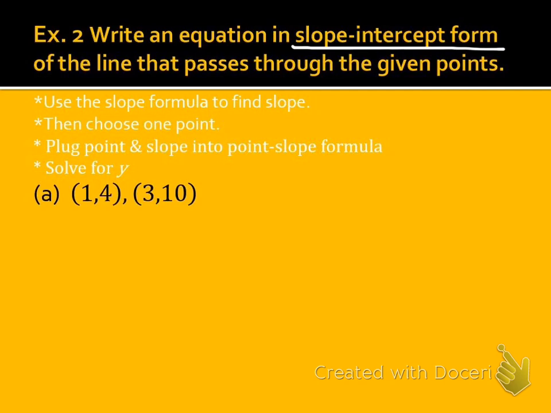Now, let's skip down to step number 4 for just a second. It says solve for y. The reason I'm solving for y is because they asked me to put my equation in slope-intercept form. So one more time, everybody tell me, what is slope-intercept form? Good. Then right next to your step 4, I want you to write y equals mx plus b.